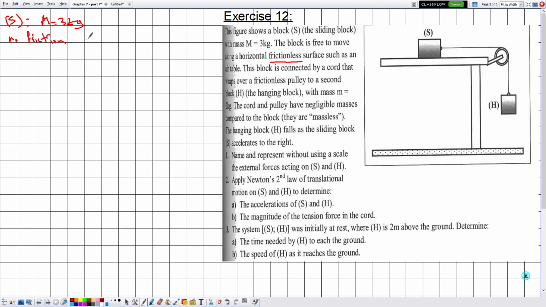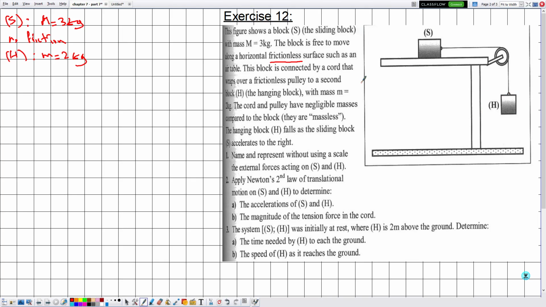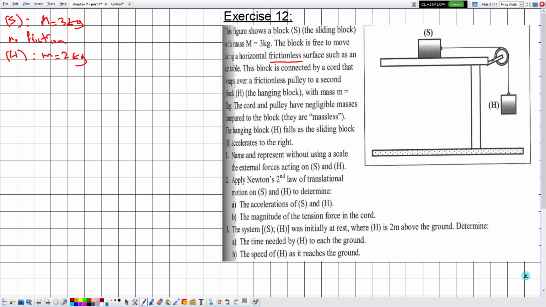Here, they didn't specify if S is sliding or at rest. With mass M1, this block is connected by a cord that wraps over a frictionless pulley to a second block H, the hanging block, with mass M2 equal to 2 kilograms. So here they are referring to this mass as the hanging block and this mass as the sliding block. The cord and pulley have negligible masses, so they are massless.